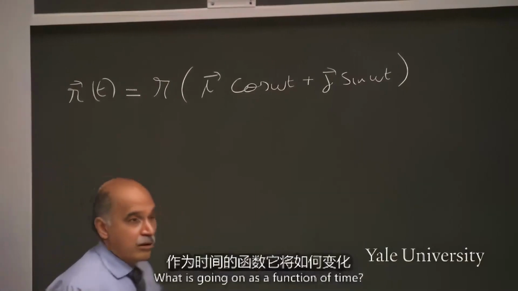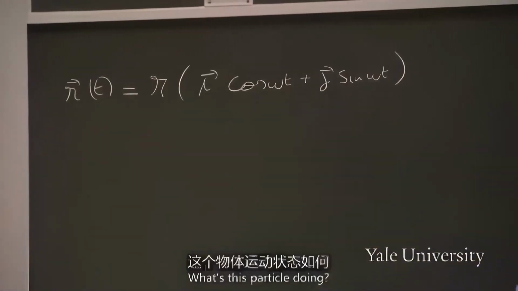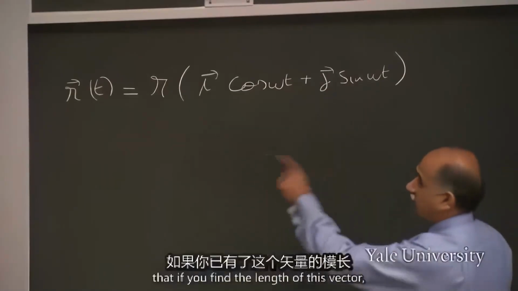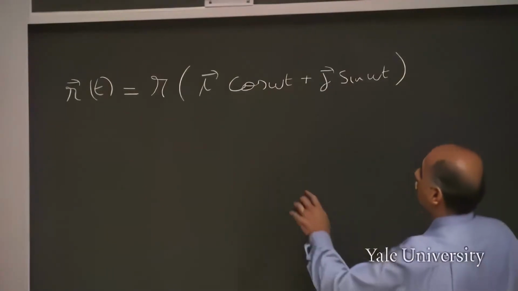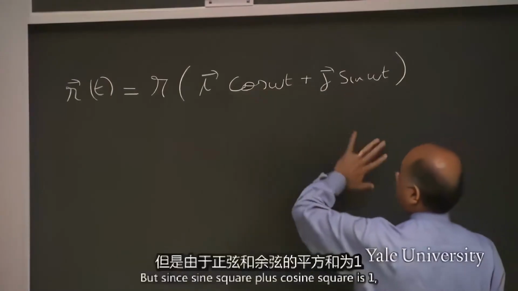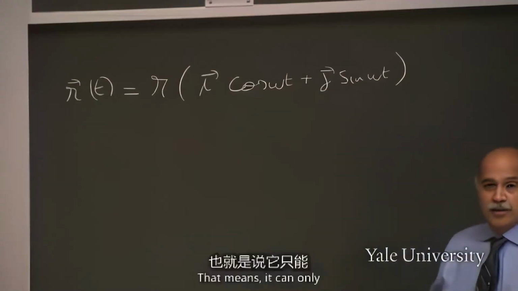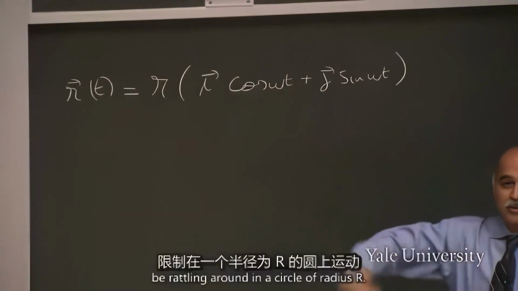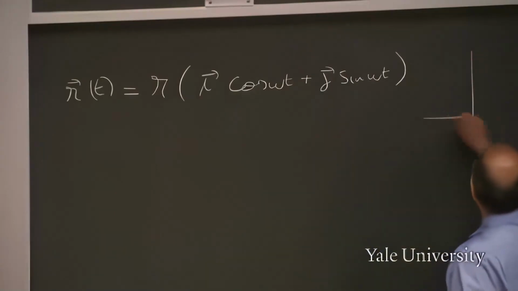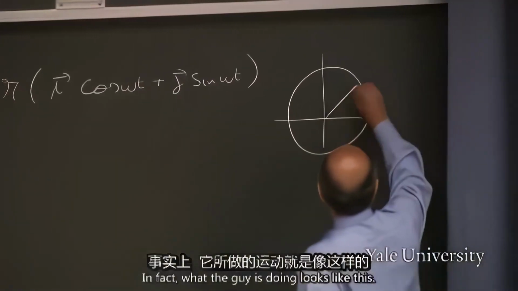So what is going on as a function of time? What's this particle doing? First thing you can tell is that if you find the length of this vector, you'll find the square of the x and the square of the y, but since sine square plus cosine square is 1, you'll find this vector has a fixed length r. That means it can only be rattling around in a circle of radius r. And in fact, what the guy is doing looks like this.